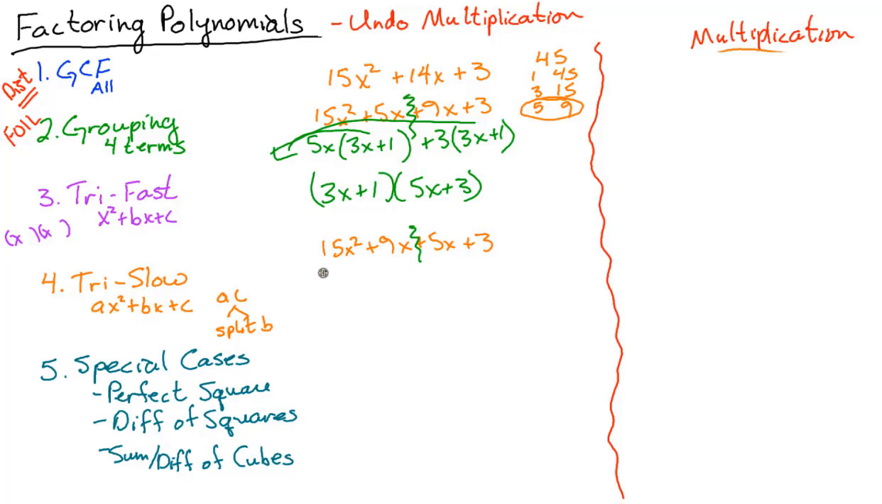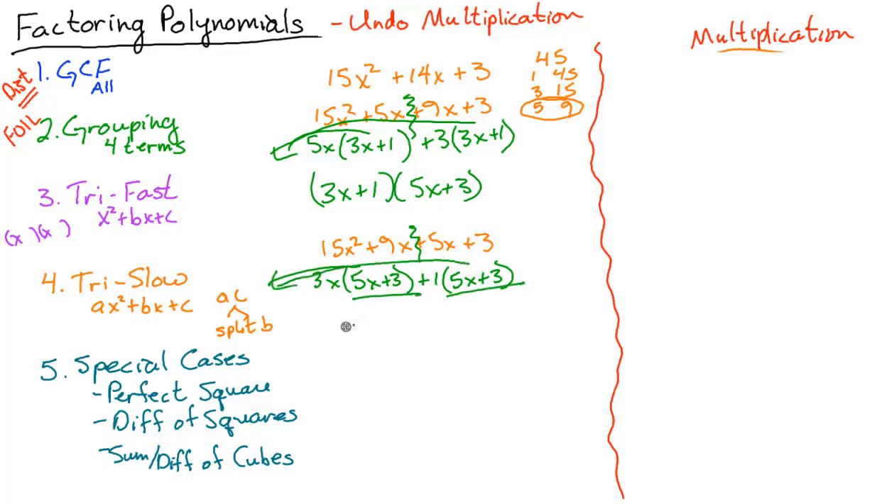What can we pull out of this one? Well, a 3x, and we're left with 5x plus 3. What can we pull out of this one? Well, there's nothing really that's common between a 5 and a 3, but notice the 5x plus 3 and the 5x plus 3 are right there. So many people say, you know what? Let's pull a 1 out. Now, pulling the 1 out isn't actually necessary. You can leave it as a 5x plus 3 and 5x plus 3.